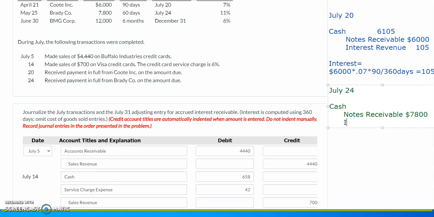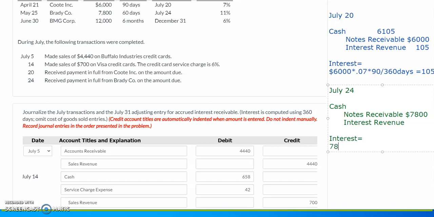And similarly, we're going to be recording our interest revenue that we have earned. And when I look at the date of the note, this note was issued on May 25th, and our date of July 24th is before our year end. So I need to compute interest for the full period of this note.